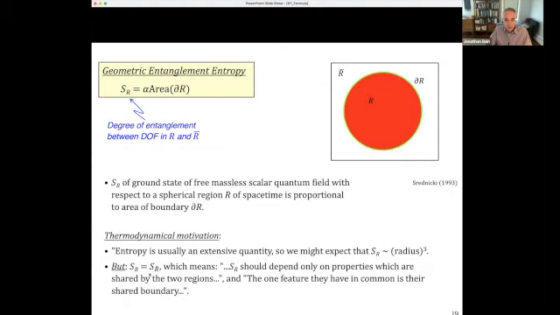But he then goes on to say, well, in this case, SR equals SR bar. And he takes this to mean that SR should depend only on properties which are shared by the two regions. And the one feature they have in common is their shared boundary. By assuming SR equals SR bar, I think that's equivalent to the assumption that the state of the quantum field, the vacuum state, is a pure state.